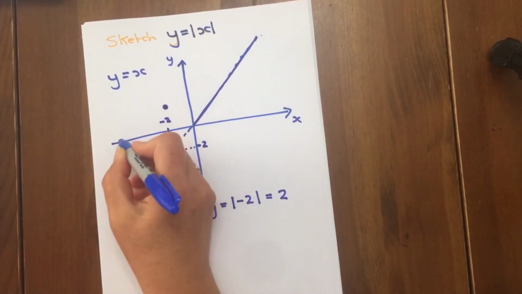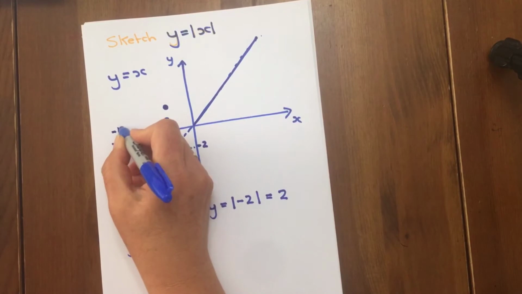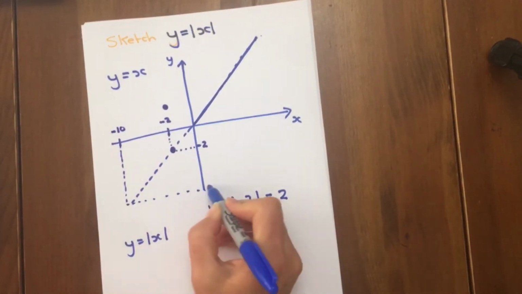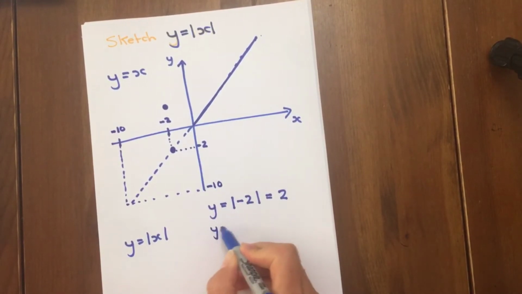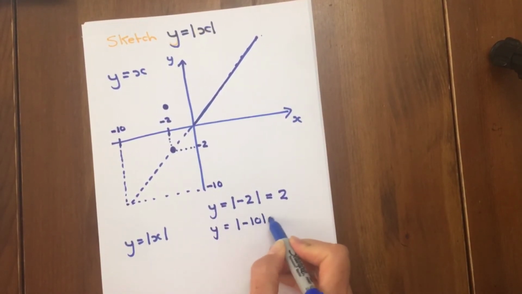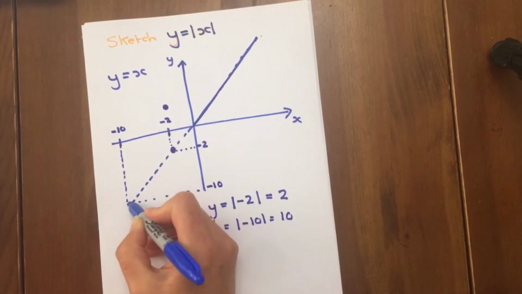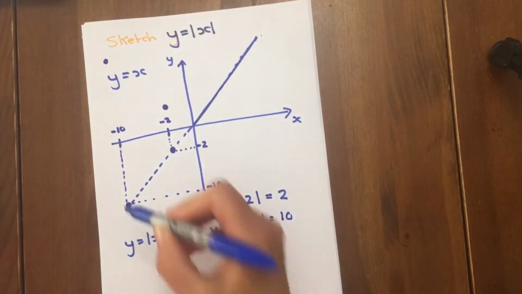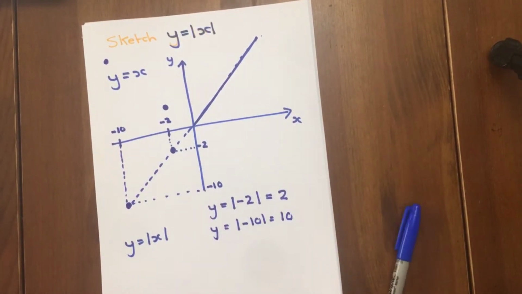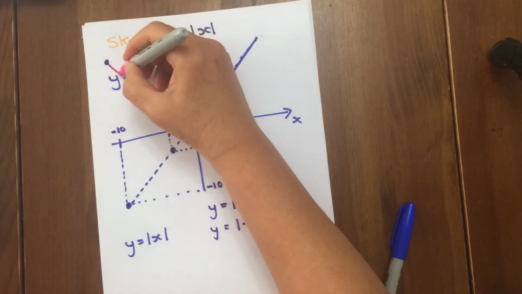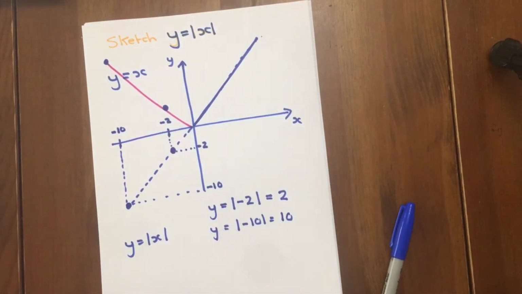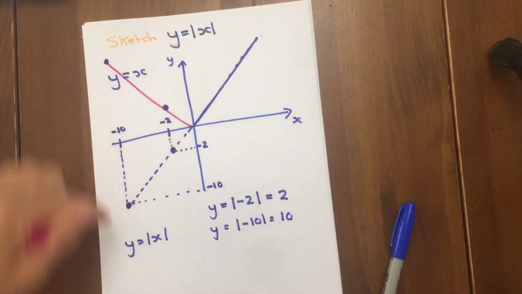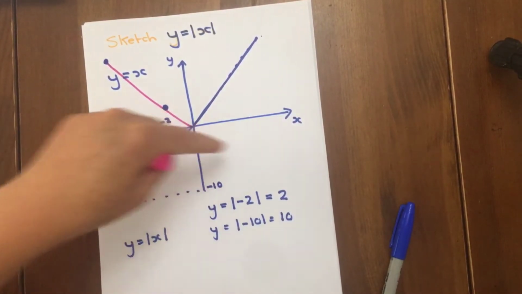Let's try another one. Let's look at x equals -10. So when x is -10, y will be -10. But when we look at the modulus of -10, we get +10. So this point here on the line will reflect to up here. So what happens to all of these points is they will become positive. They reflect about the x-axis.